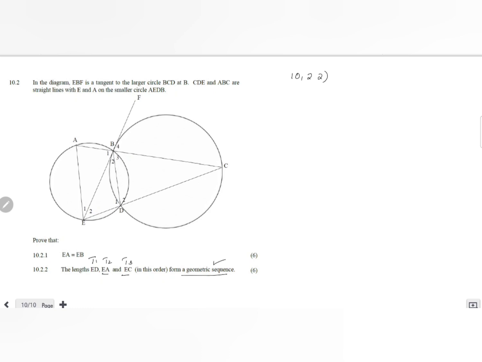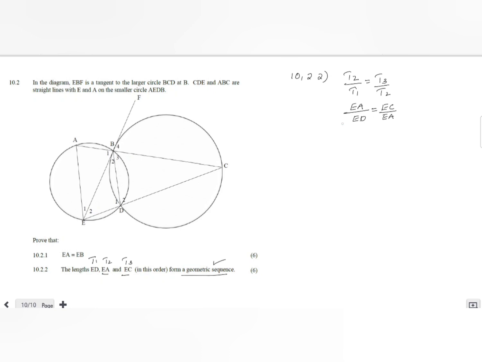You know that the geometric sequence has a common ratio, that is T2 over T1 is equal to T3 over T2, isn't it? Okay, so you have to substitute, that is EA over ED is equal to EC over EA. You just prove this. If you can prove like this, then we are done, which means the ratios are the same. What is that ratio? Here in this context, it is the common ratio of the geometric sequence.